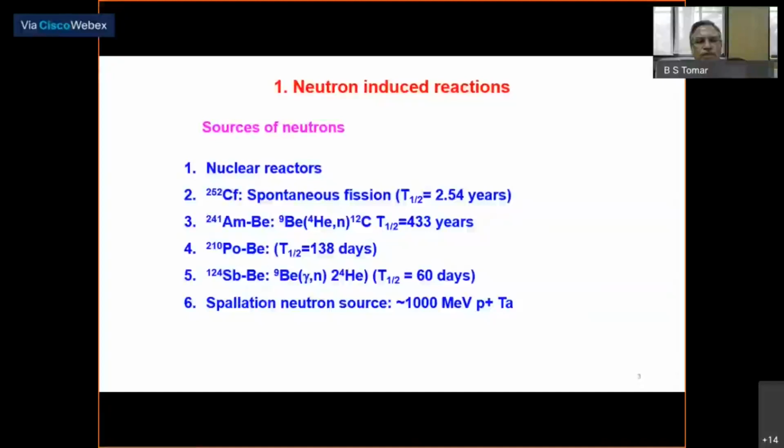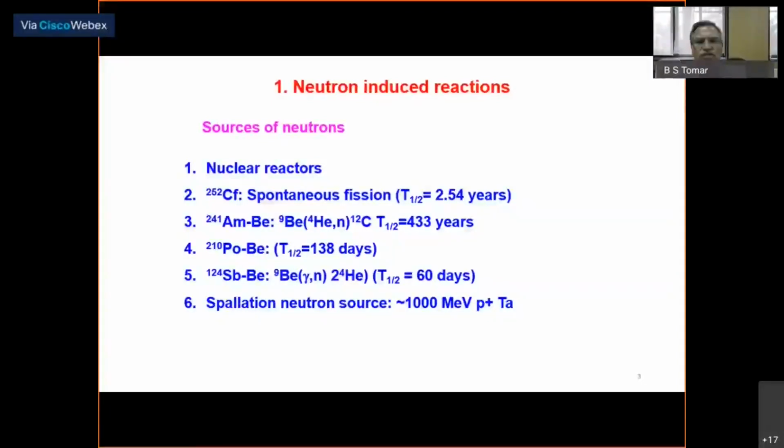I have listed some of the neutron sources which can be housed in a small room, like californium-252, which undergoes spontaneous fission, and its half-life is 2.54 years. This isotope emits alpha as well as undergoes fission. The alpha to fission ratio is 32, and 1 nanogram of californium-252 gives about 600 fissions or about 2000 neutrons. So if you take a milligram of californium-252, you will have 10^9 neutrons per second.